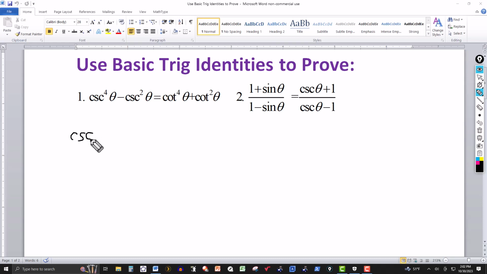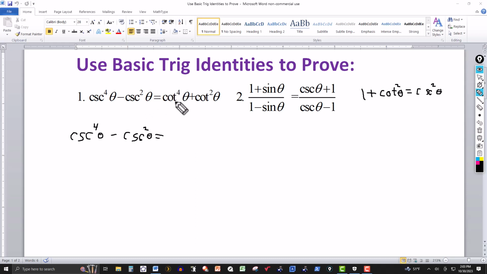So let's start with the left side. We've got cosecant to the fourth theta minus cosecant squared theta. And for this one, we're actually using this fundamental identity, basic identity. It tells me that 1 plus cotangent squared theta, this one's also called a Pythagorean identity, is equal to cosecant squared theta. So on the right side we have a cotangent to the fourth and a cotangent to the second. On the left side we have a cosecant and a cosecant.